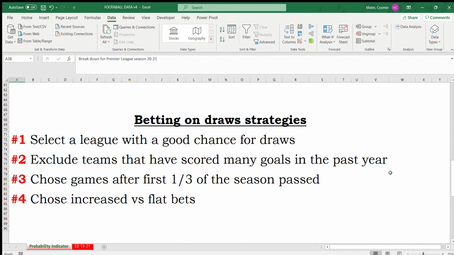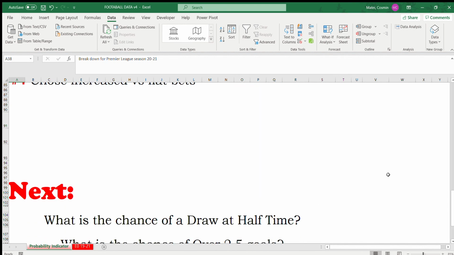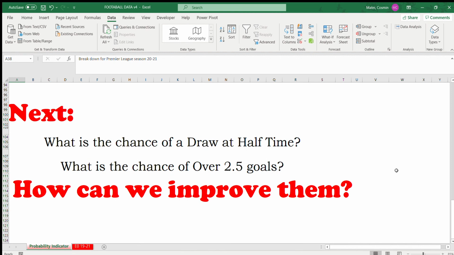And for more to come on this channel, more strategies, I will be looking at what is the chance of a draw at halftime, and I will be looking at what is the chance of having over 2.5 goals per game. And of course, how we can improve and build the strategies around this type of situations.